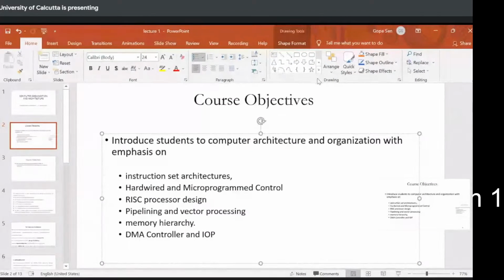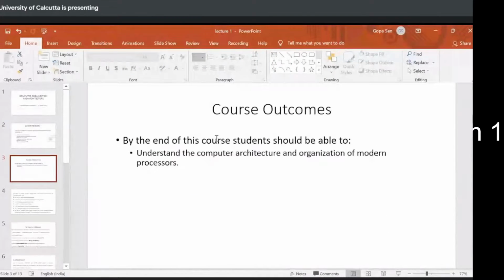The objective of this course is that we want to introduce to you the architecture and organization of a computer with emphasis on instruction sets, hardware and microprogram control, processor design, pipeline processing, vector processing, memory hierarchy, and DMA controller. And whenever the total course will be taught, by the end of the course, you will be able to understand the basic architecture and organization of a computer.